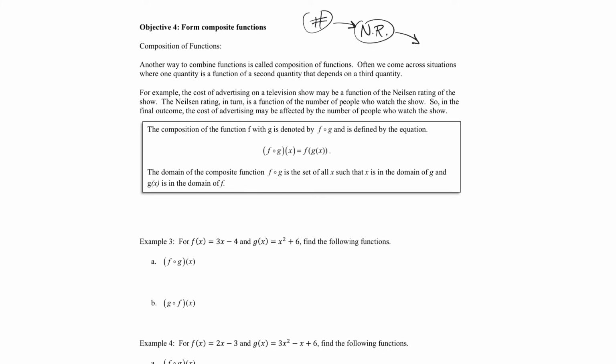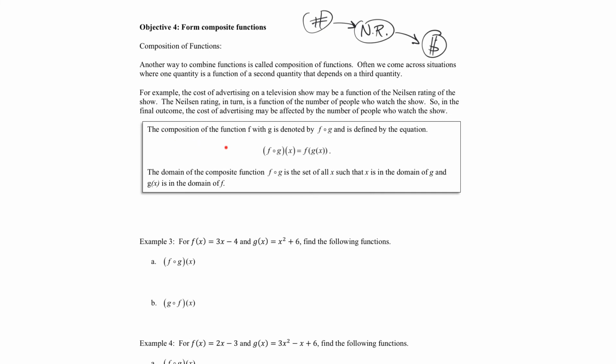And then that's going to give you the cost, right? So the cost is ultimately partially a function of the number of people who are watching the show. Now, how do we show this in an algebraic context?